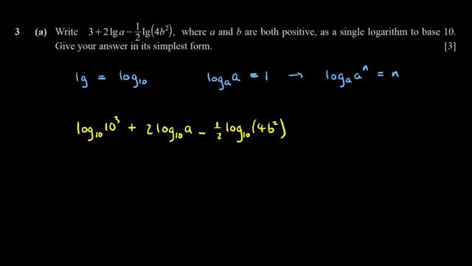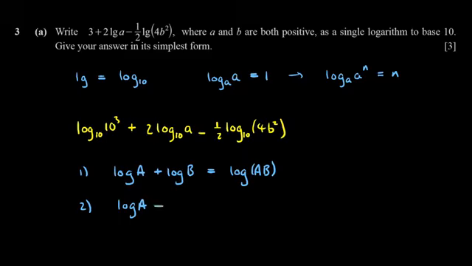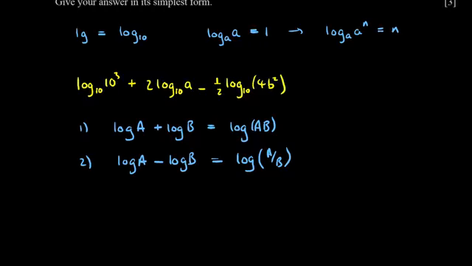Okay, so I'm going to write the logarithm rules down here. The first rule is that if I've got log A plus log B, that's going to be equal to log of AB, A times B. The second log rule is that if I've got log A minus log B, then that's going to be equal to log A divided by B. And lastly, the third rule: if I've got log A to the power of P, then that's equal to P times log A.